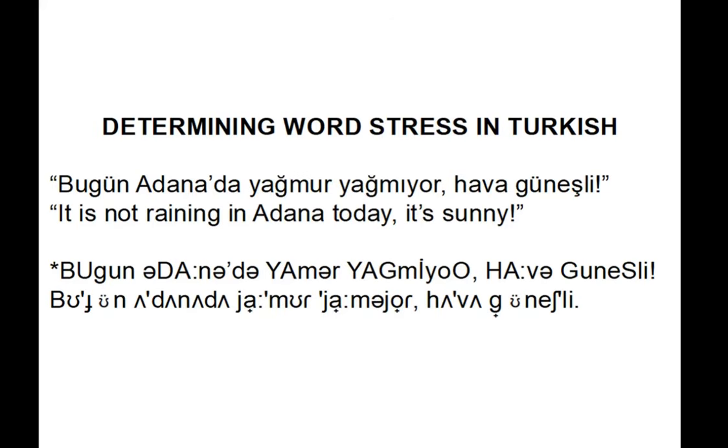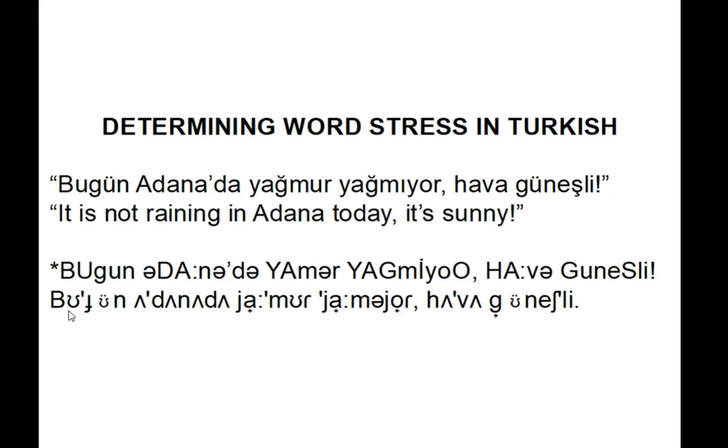Okay, now we have seen most of the rules that apply in Turkish words, the syllable stress. Let's try to read it again. Bugün Adana'da yağmur yağmıyor, hava güneşli. It means it's not raining in Adana today, it's sunny. You are not supposed to read it like this, okay? Bugün Adana'da yağmur yağmıyor, hava güneşli. We have ş, we have ü, they are different. The stress is almost the same in all syllables, but one syllable is more stressed in Turkish.